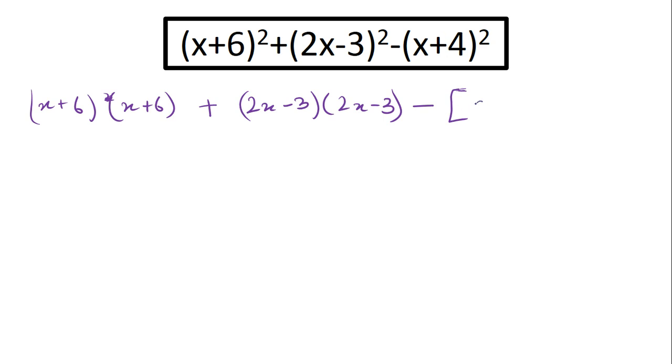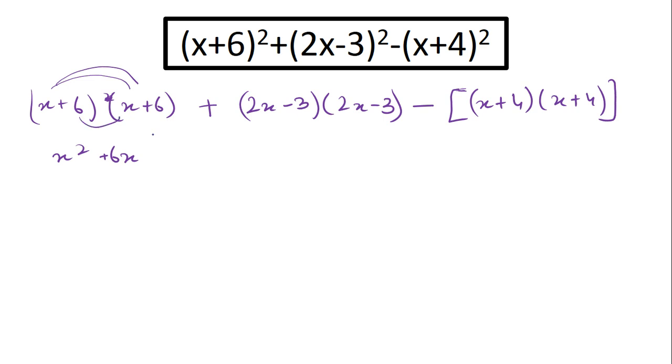Now there's (x + 4) whole squared, which means (x + 4)(x + 4). Now to solve this, x times x, again x squared, x times 6 is 6x, then 6 times x again, 6x, and then 6 times 6 is 36.